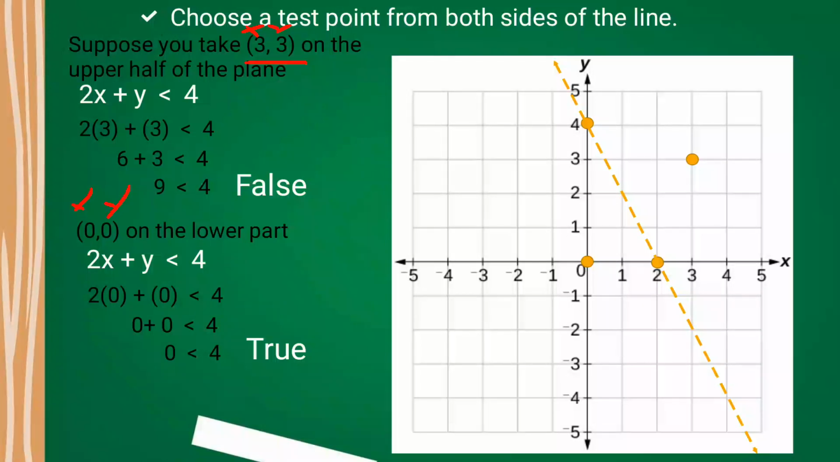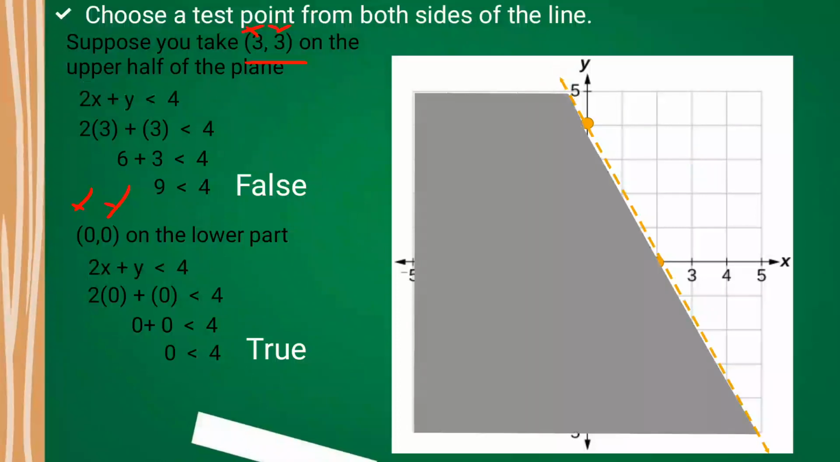Dahil true statement to, therefore si 0, 0 daw po ay isa sa mga solution ng inequality 2x plus y is less than 4. So therefore, dahil ito yung nag-true, all we have to do is to shade them. Ayun po. I-shade natin yung lower part kung nasan si 0, 0. Kasi ayun yung nag-true. Medyo nakakalito po ito, kaya pwede nyong balik-balikan, kaya i-video ko din.